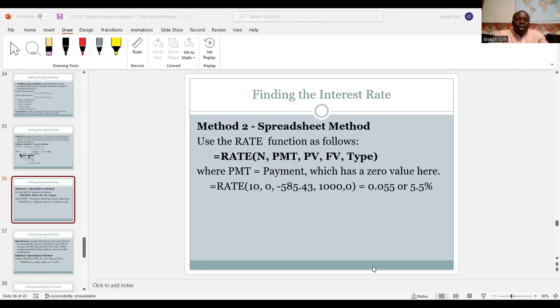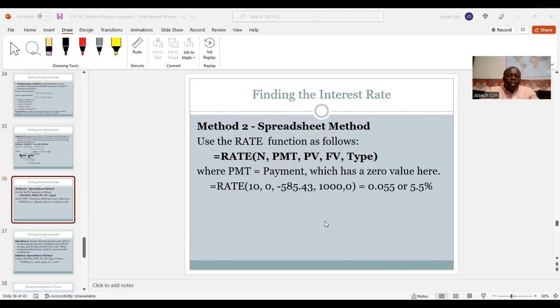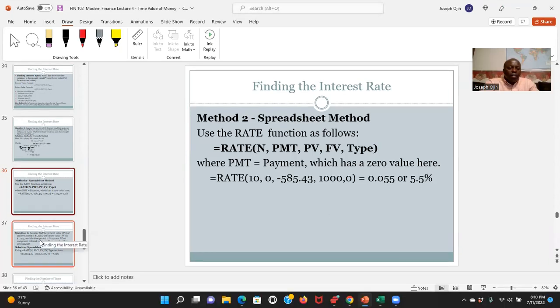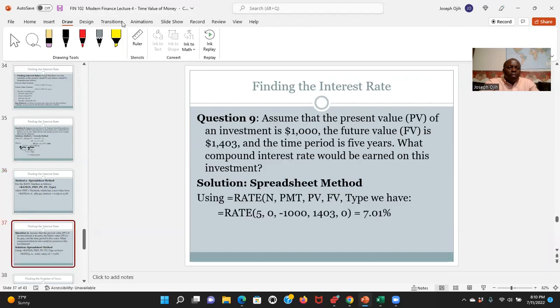Now I'm going to show you one more thing on this. Make sure you are seeing this. It says here, assume that the present value of an investment is $1,000. The future value is $1,403, and the time period is 5 years. What compound interest rate will be earned in this investment?